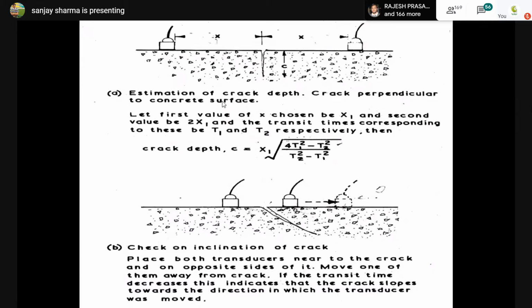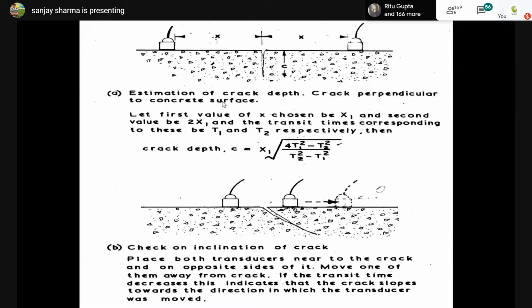decide. This width and depth is important because you want to repair it by epoxy and some other things. So you must know what type of epoxy to be used, how much viscosity should be there. So determining the crack depth and crack width is very important.